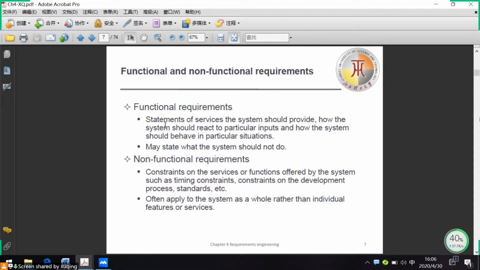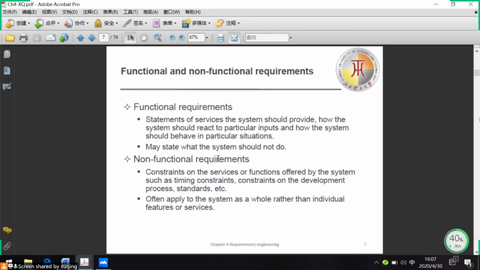Functional requirements are statements of services the system should provide, how the system should react to particular inputs, and how the system should behave in particular situations. Also, functional requirements may state what the system should not do. Usually with functional requirements, we describe the services the system should provide and how it should react to particular inputs and behave in particular situations. It's important. That's why I repeat it.